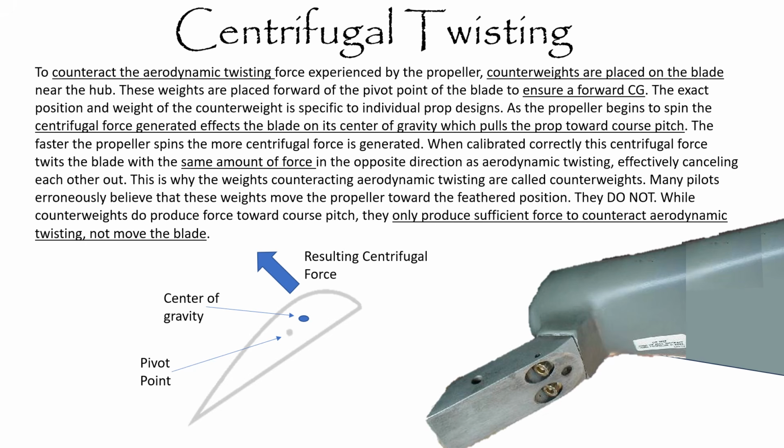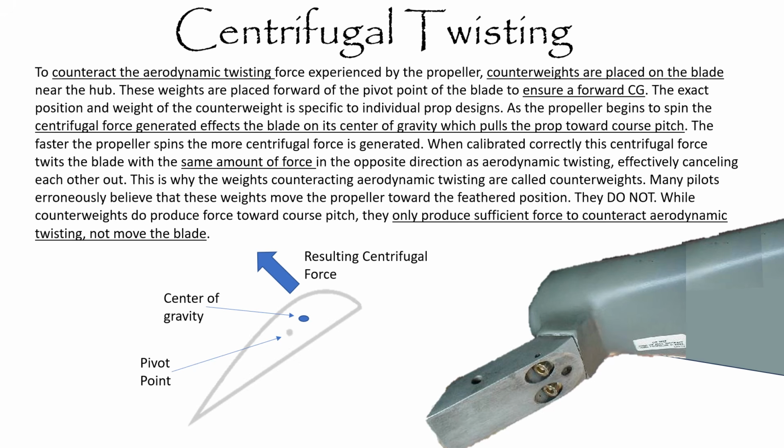The exact position and weight of the counterweights is specific to the individual prop design. As the propeller begins to spin, the centrifugal force generated affects the blade on its center of gravity, which pulls the prop towards coarse pitch. The faster the propeller spins, the more centrifugal force is generated. When calibrated correctly, this centrifugal force twists the blade with the same amount of force in the opposite direction as aerodynamic twisting, effectively canceling each other out.